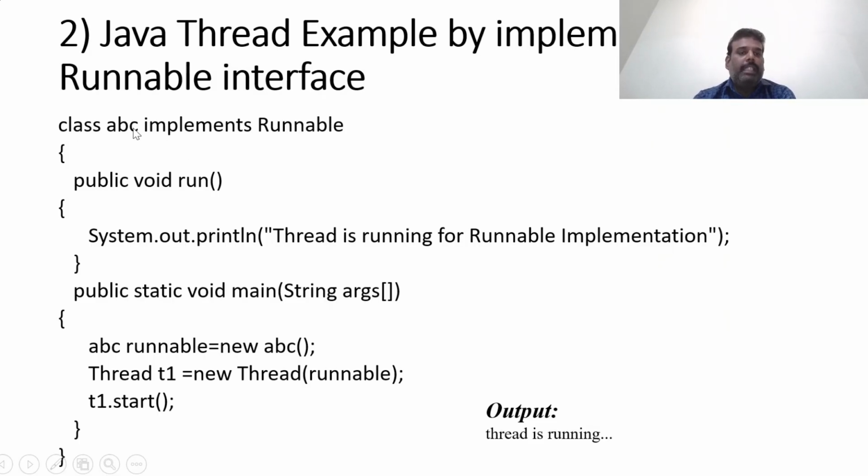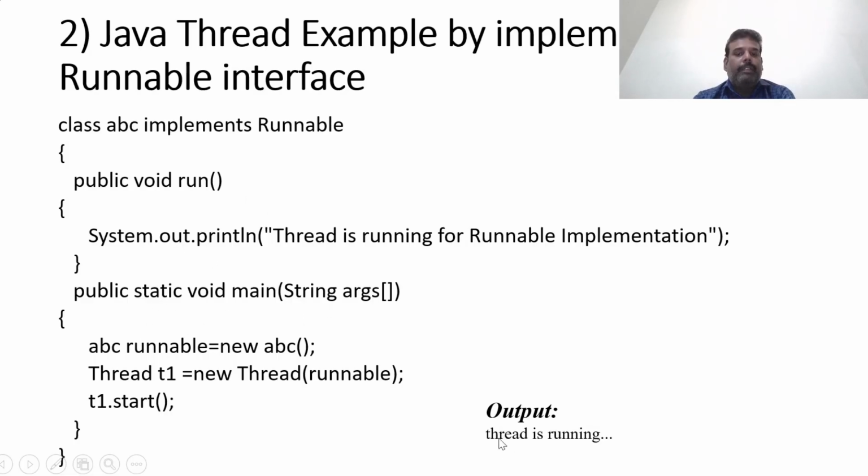So class ABC, which implements Runnable, an interface, implements public void run. In this method I'm going to use System.out.println. I'm printing some statement because the thread is running for the Runnable implementation. So inside the main function, I'm calling the class. I'm creating an object for this class, ABC runnable equal to new ABC, and I'm calling the method, Thread t1 equal to new Thread of runnable, and I'm calling this method t1.start.